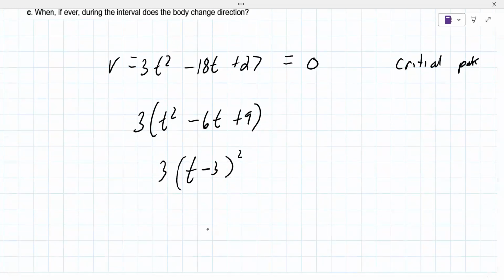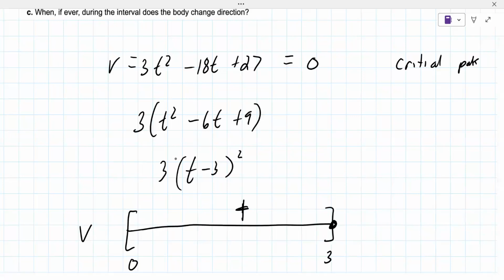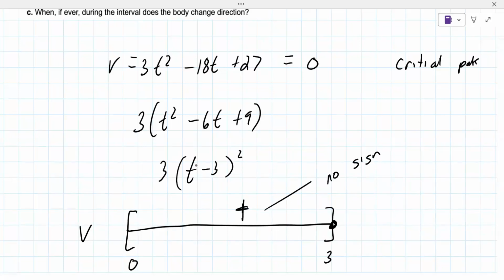So the problem here, though, is when you build this number line, this sign chart starting at 0 to 3, the critical point's right there at 3, which means there are no critical points in between. And the velocity is always positive in this interval. We didn't do anything like this, so if this isn't clear, just keep that in mind. There are no sign changes, which means that it does not switch directions.